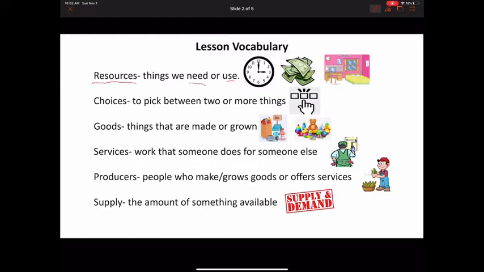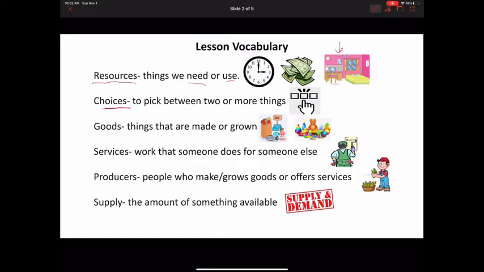Money is another example of things that we need and use. Okay, it is a resource that we use to buy things. And then we also need space, a space to store things. Okay, so you can see this picture of a bedroom here. That is a resource that we use to store things, to provide shelter for us. Resources are very important. We use them every day.